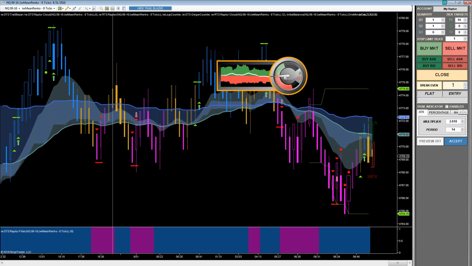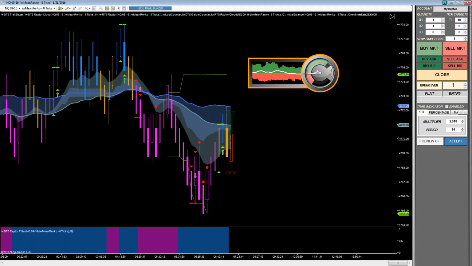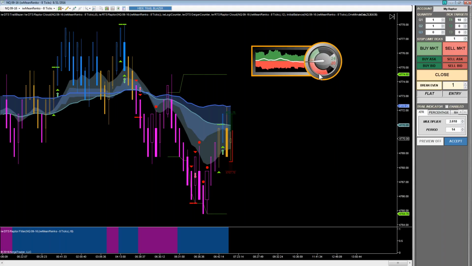This tool right here, this is called the Geiger counter. This is another one of these system add-ons. Yes, Terrence is asking, are the ultimate support and resistance lines a standalone indicator? Yes, they are. And so is this tool here, the Geiger counter. This is also a standalone.